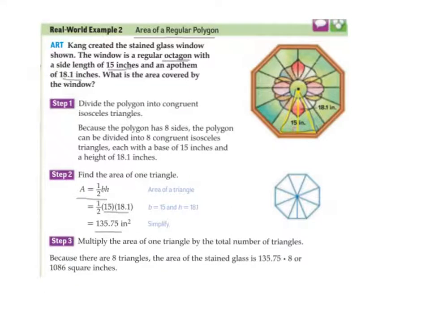135.75 square inches. But bearing in mind it's a regular polygon, so each of these triangles that's here, there are 8 of them in it. So what you've got to do is multiply 8 times the 135.75. So the total stained glass window will be 1086 square inches.